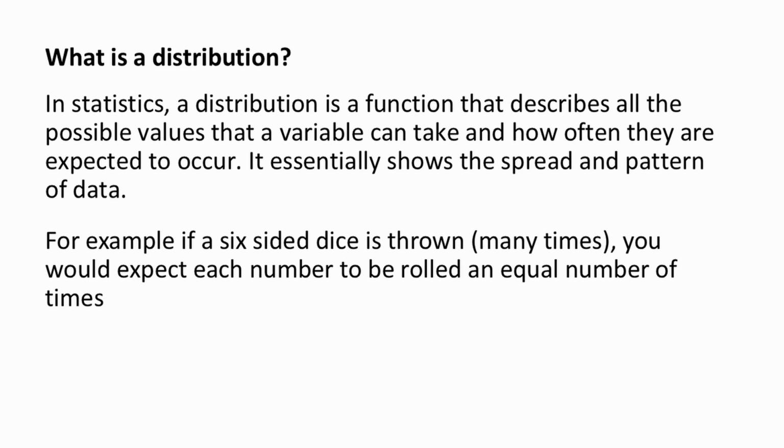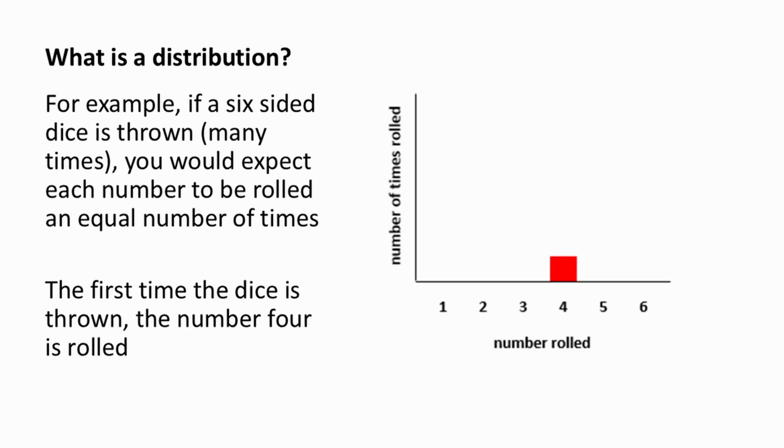In statistics, a distribution is a function that describes all the possible values that a variable can take and how often they are expected to occur. It essentially shows the spread and pattern of data. For example, if a six-sided dice is thrown many times, you would expect each number to be rolled an equal number of times. We could test this and plot the results on a graph.